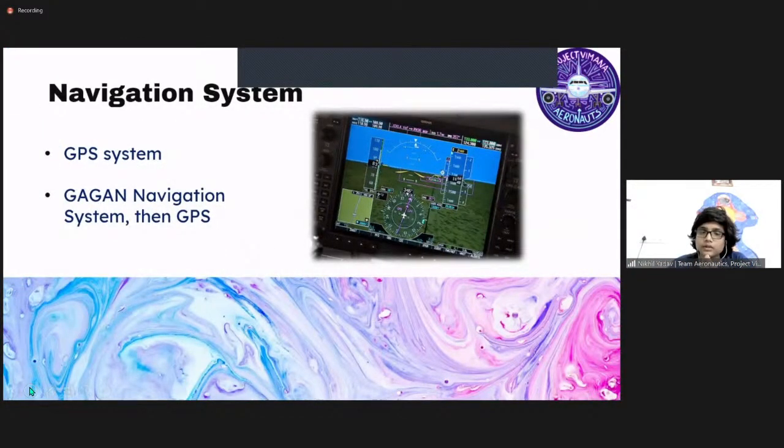This LSA will use the GPS system as the navigation system. We are choosing GPS as our LSA navigation system because our LSA will be an international product and GPS is available internationally. At first, we will use the GAGAN navigational system, and afterwards, when our aircraft is in demand, we will also make the GPS variant.